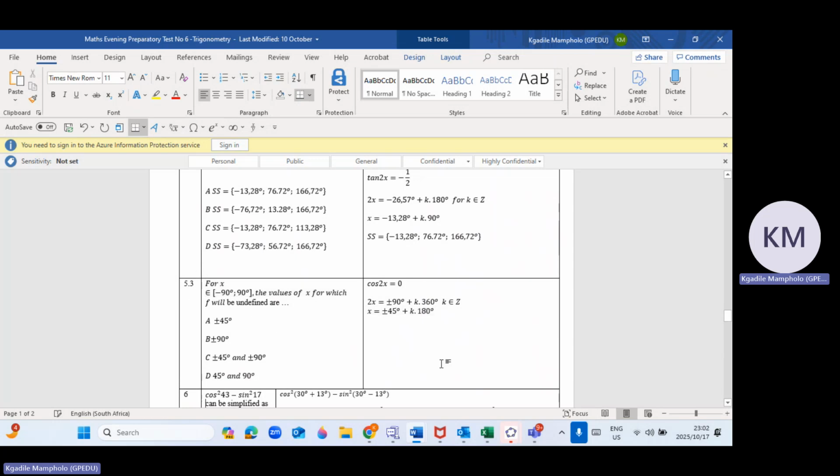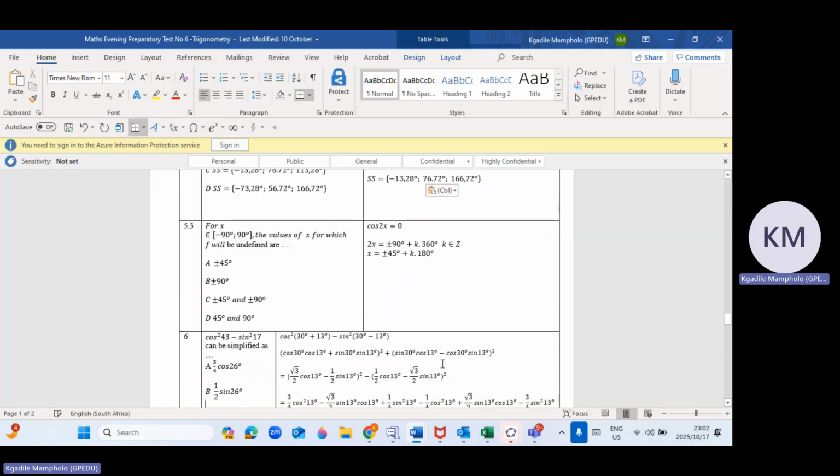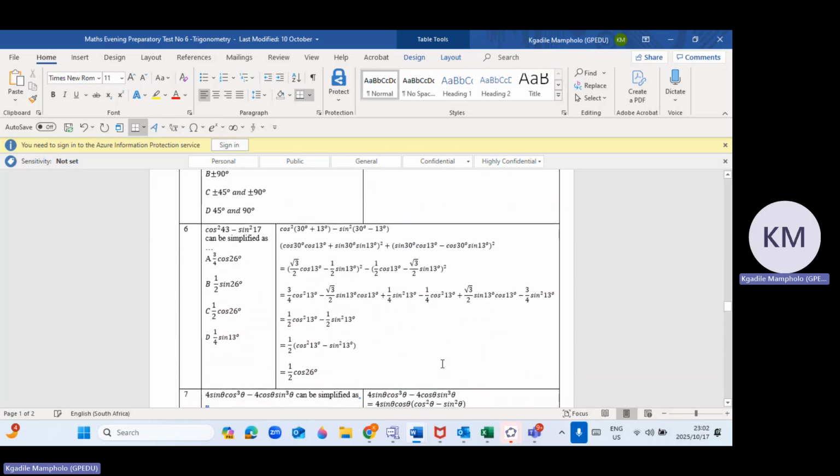So it means x will just be plus or minus 45 degrees. Number 6, cos squared 43 minus sine squared 17 can be simplified as.